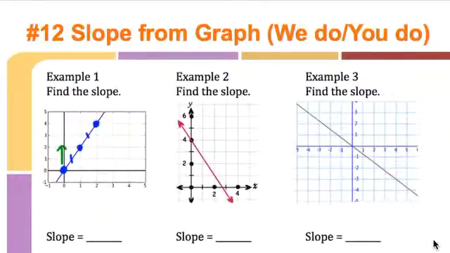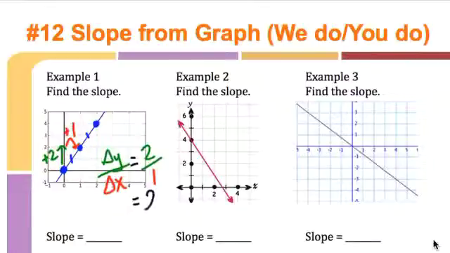So if I was to go from this point to the level of the next point, that would be positive 2, and then it's over 1, so that's positive 1. So again, I find my change in y divided by my change in x. That's going to end up being positive 2 over positive 1. So when you divide those, you get a slope of 2.